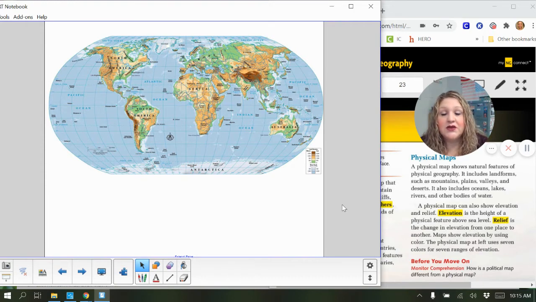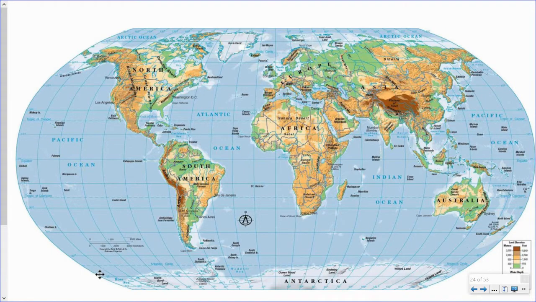Okay, we don't see boundaries, right? We see different colors. There's even a tiny little key over here. Let's make this bigger. Okay, so now you can see the whole thing. And so here we are looking at different elevations, right? Water depth and land elevation is what it says over here. And so that is a physical map.